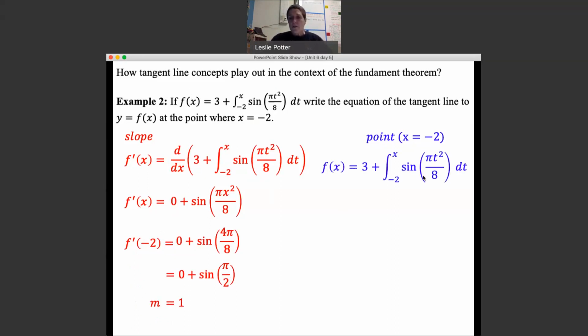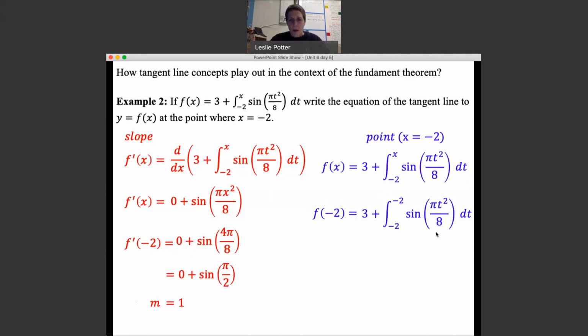Okay, so here's the original function. We're going to stick in -2. What that means is that this bound up here at the top becomes a -2. We talked about this, right? We talked about when we accumulate and we start and end at the same spot, we don't sweep through any area. So pause the video, think about that. What does it make this value then?